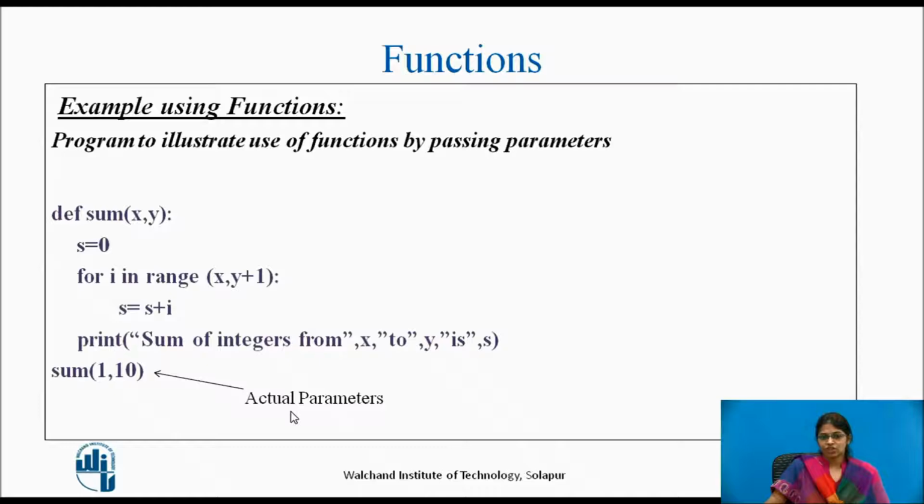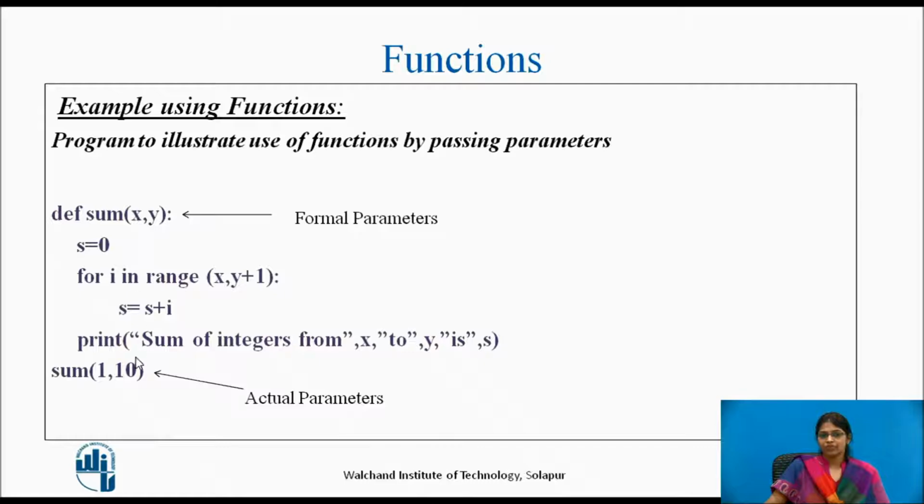These are called actual parameters. The parameters which are actually passed during a function call are called the actual parameters. So this 1 gets passed into x and 10 gets passed into y. This x and y, which are used in the function definition, are called the formal parameters. The formal parameters are actually used in the function definition.